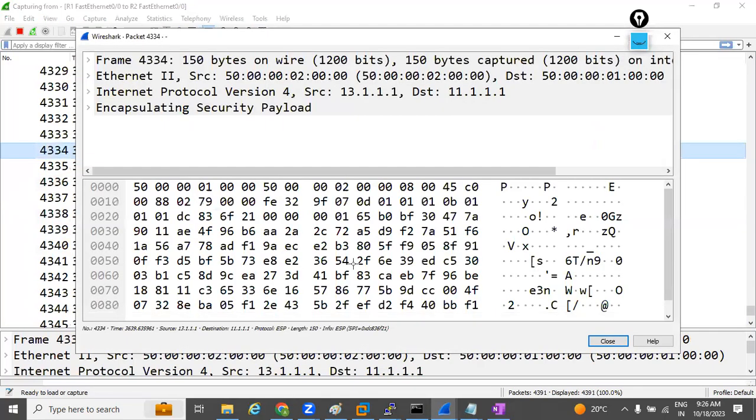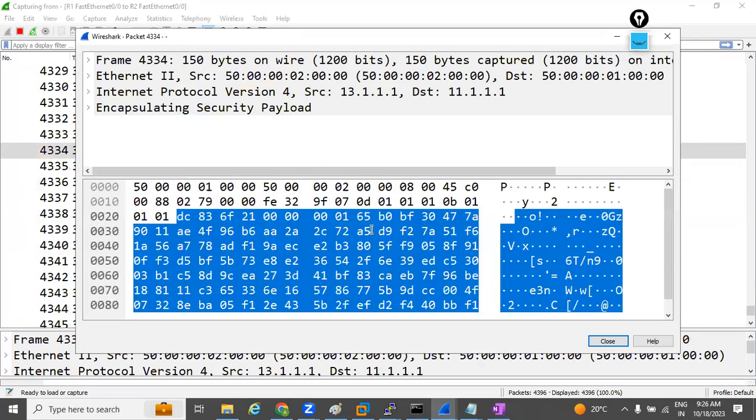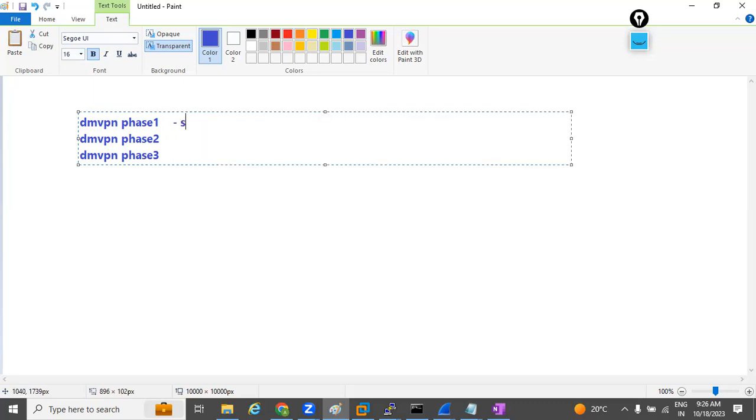So what we have completed today is DMVPN phase 1, DMVPN phase 2, and DMVPN phase 3. Phase 1 is all about spoke to hub to spoke. Phase 2 is about spoke to spoke, but no network summarization. The first packet goes spoke to hub to spoke, and after that, everything is between spoke to spoke.